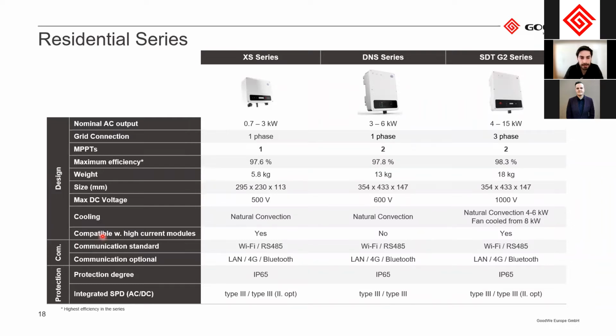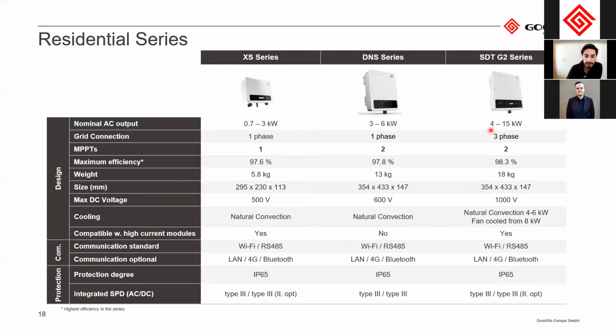This is the different residential series that we currently have. As you see here, you have the XS, the DNS, and the SDT generation 2. The first two, the XS and the DNS, are single-phase inverters. The XS is our smallest one, and you can have it as small as 700 watt, so that will be compatible with maybe 2 or 3 panels. But it goes up to 3 kilowatts, and the size is all the same. And similar with the DNS.